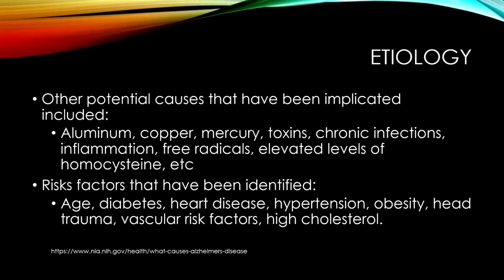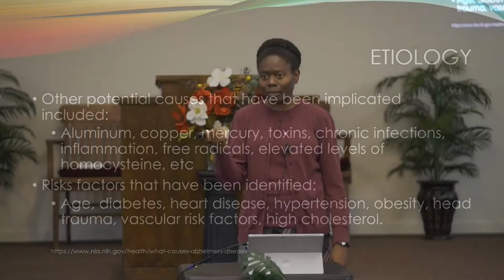You have diabetes, heart disease, hypertension, obesity, head trauma, vascular risk factors. We talked about cholesterol and how that contributes to plaque buildup in the blood vessels, but in the brain it's actually different because you have the tangles, and the amyloid plaque has actually been shown to affect the blood vessels in the brain. So you're seeing why it's called type 3 diabetes, but we'll explain that a little bit further too. And then of course your high cholesterol.